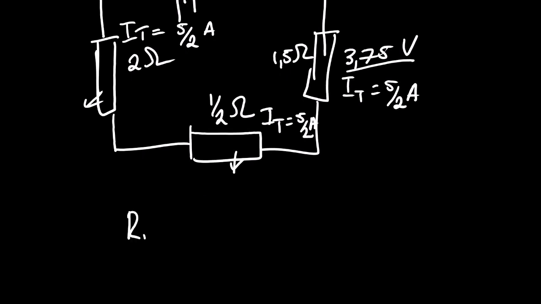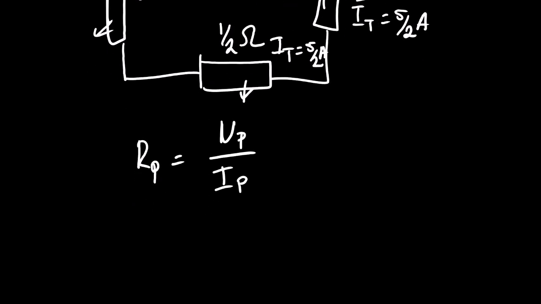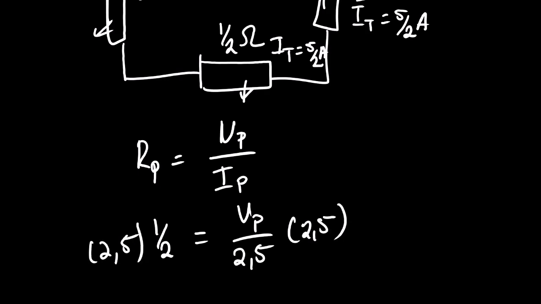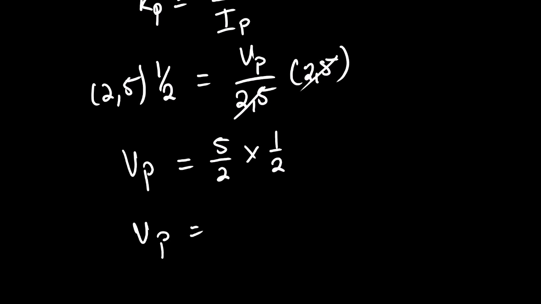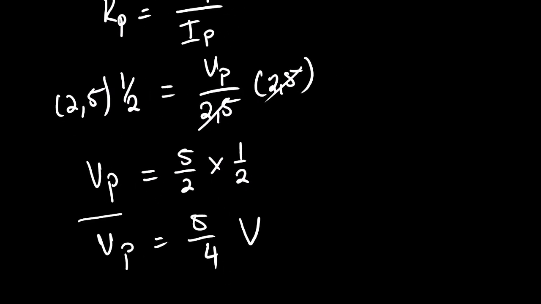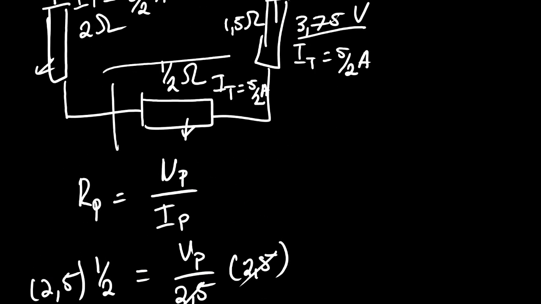So from here, I can say R parallel is equals to V parallel over I parallel. I have 1/2 is equals to V parallel over current, which is 5/2, which is 2.5. So I multiply both sides by 2.5. So Vp, this will get rid of this. 2.5 is the same as 5/2 multiplied by 1/2. So you're going to have 5/4 volts. So this voltage is the voltage across this.